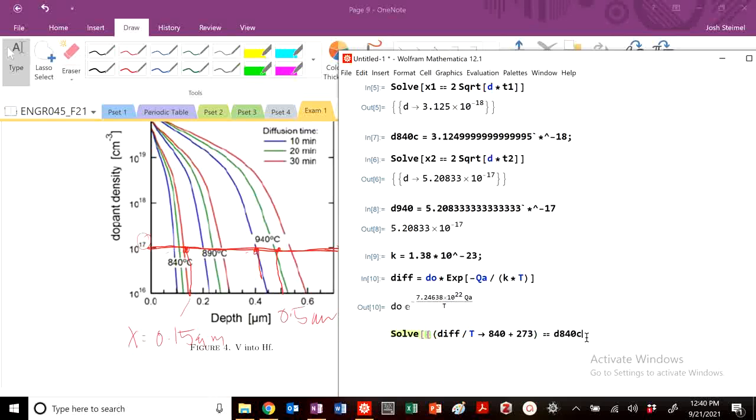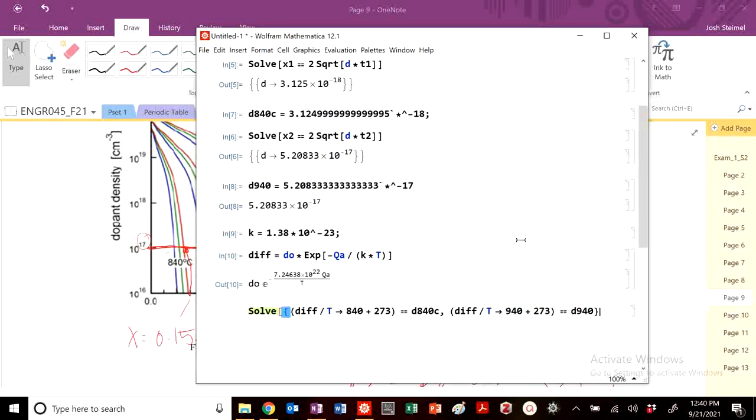And then I also have the following equation, the same equation, but now my other temperature was 940, and then D of 940. So those are my two equations. I have two unknowns, D naught and Qa.